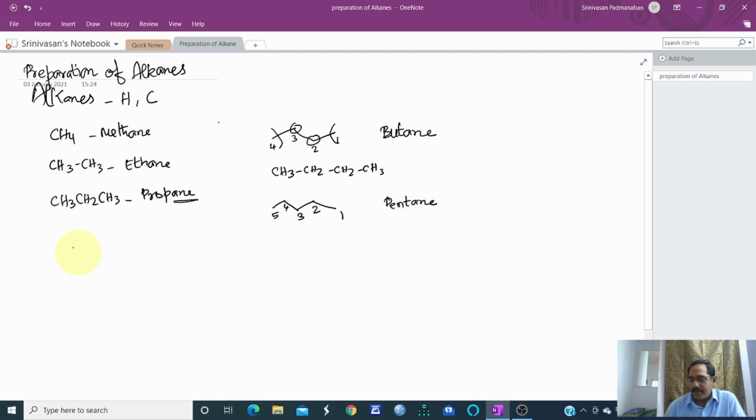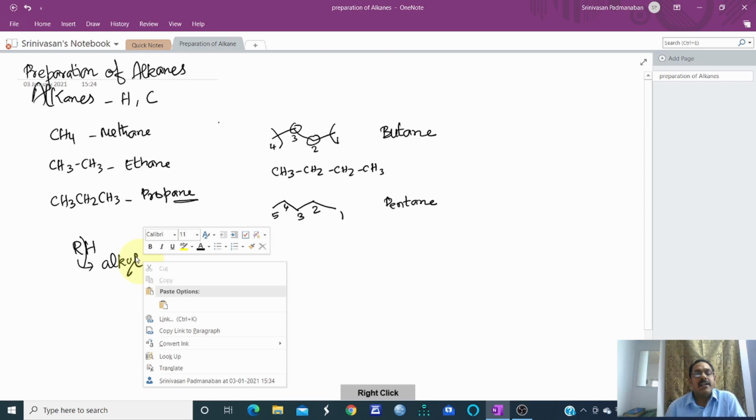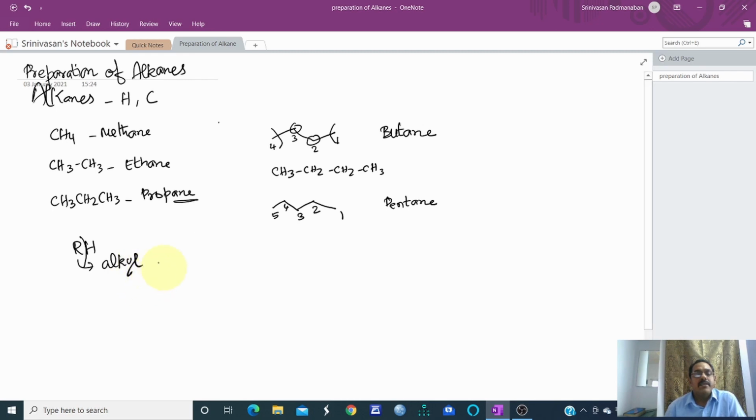Another way of representing an alkane is R-H, where R is an alkyl group. It can be methyl, ethyl, propyl, whatever it is. One example I will give. If we write like this, the R is a methyl group. If we write like this, the R is an ethyl group. Here we have a methyl group, here we have an ethyl group. This we call R in general.